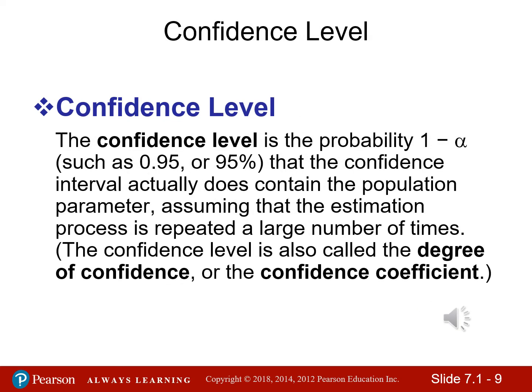The confidence level is the probability 1 minus alpha that the confidence interval actually does contain the population parameter, assuming that the estimation process is repeated a large number of times. The confidence level is also called the degree of confidence or the confidence coefficient. A 0% confidence level means you have no faith at all that if you repeated the survey you would get the same results. A 100% confidence level means that there is no doubt at all that if you repeated the survey you would get the same results.